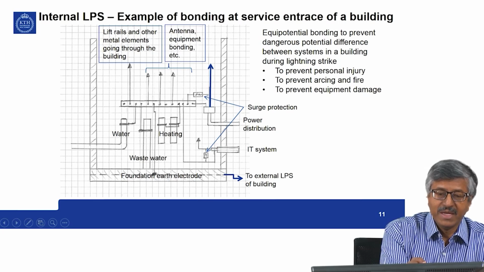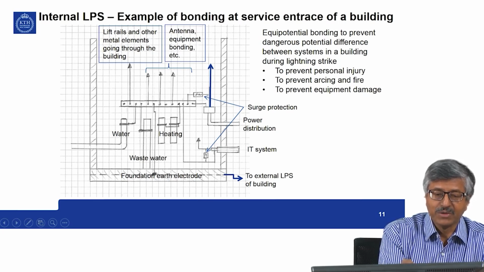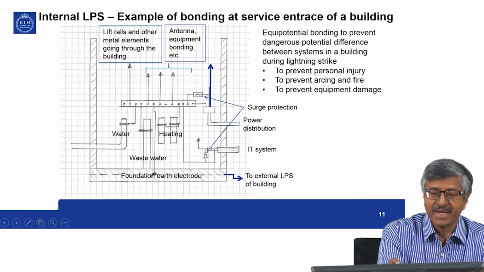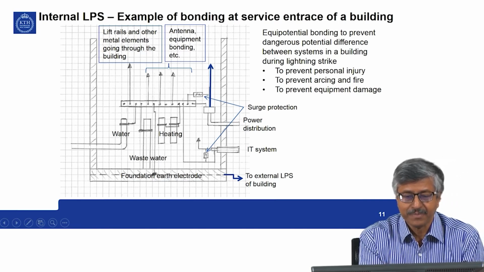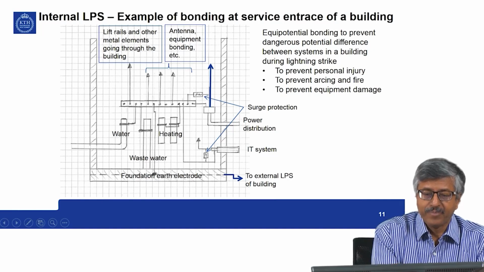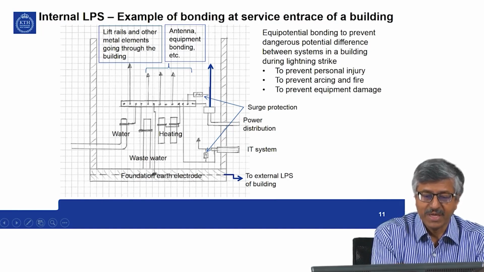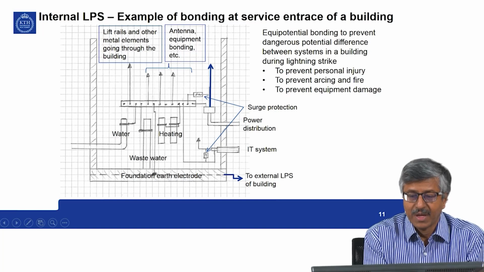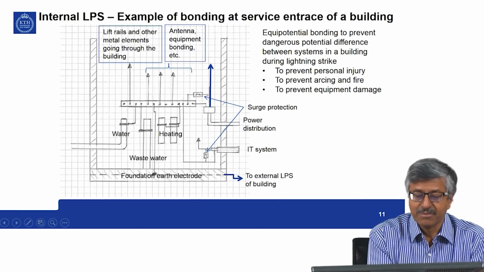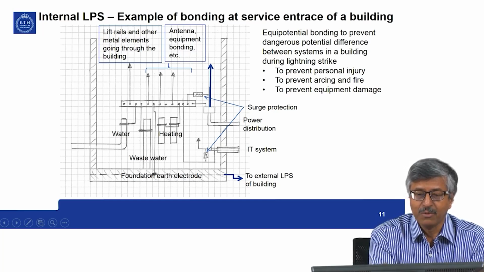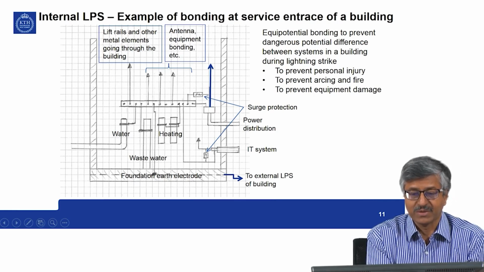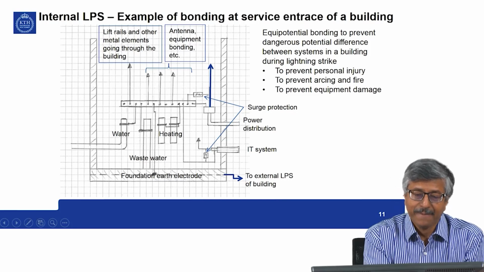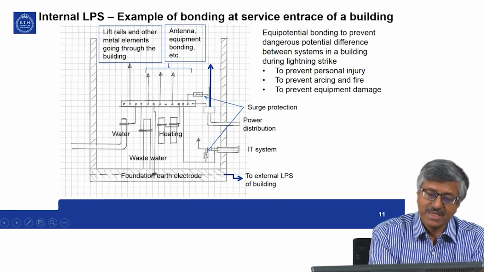Then similarly, lift rails and other metal elements going through the building, antenna equipment and bonding, etc., all of them are there, and all this has to be bonded together. And in the power distribution system, you can't connect the live wires directly to the bonding system. So, you provide such protection. So, when there is a lightning strike, even that wire is connected and becomes the same potential.